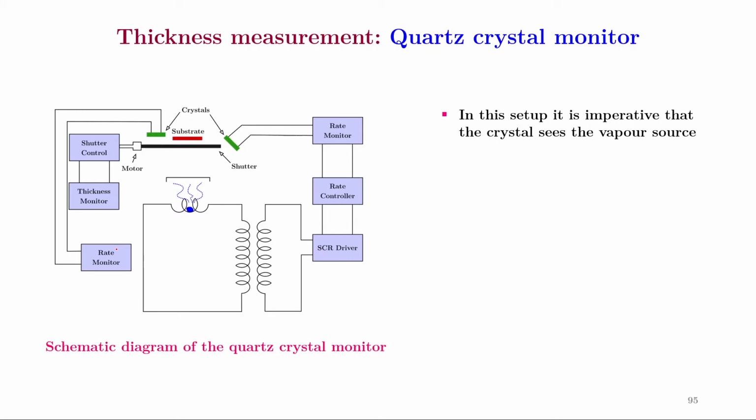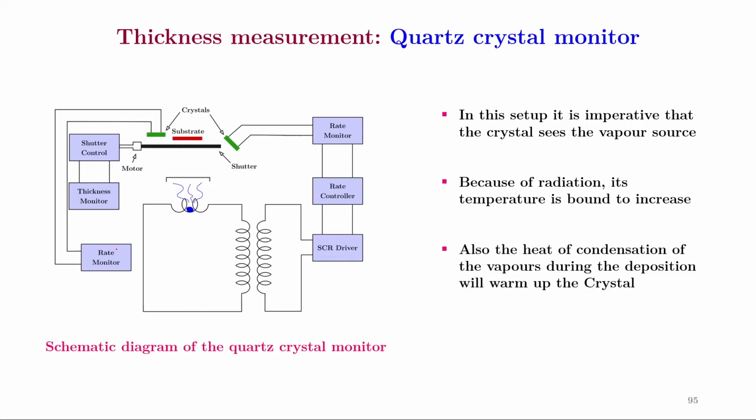In this setup, it is imperative that the crystal sees the vapor source. Because of radiation, its temperature is bound to increase. Also, the heat of condensation of the vapors during the deposition will warm the crystal. Hence, a suitable radiation shield should be provided to protect the quartz crystal.